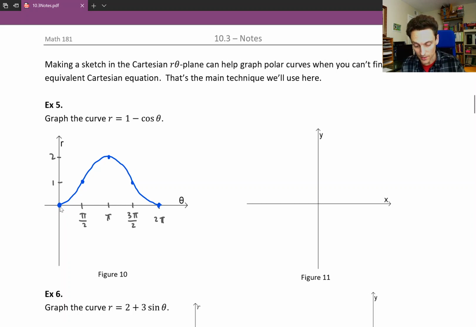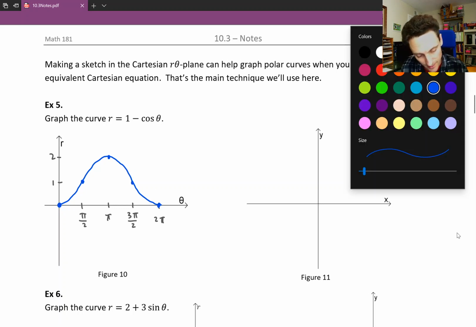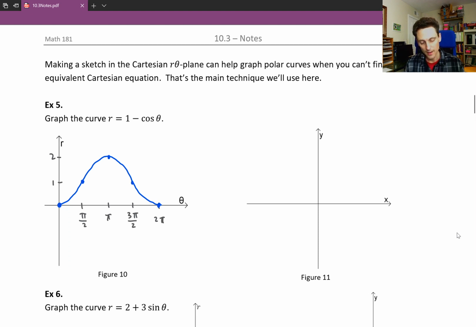So as theta goes from 0 to pi over 2, the r values are going from 0 up to 1. So what does that look like over in the xy plane? Well, as theta goes from 0 to pi over 2, we're basically going from a line pointing in the x direction to a line pointing in the y direction for our theta. And then the r going from 0 to 1 is just going to make you go away from the origin. So as the r number line is rotating from the x-axis to the y-axis, the r value is going from 0 to 1, going away from the origin.